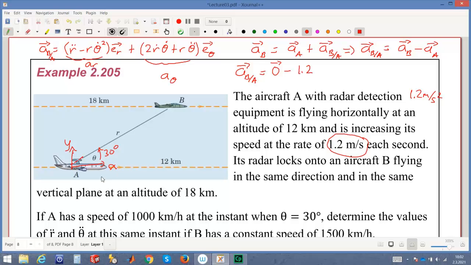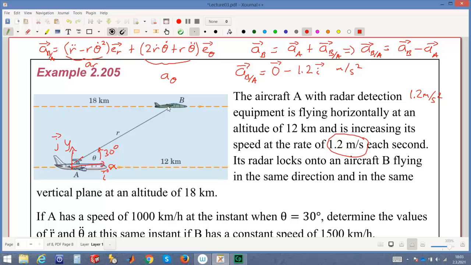Along which direction? If I call this the x-axis, then this will be i, this will be j vectors defining the direction of these axes. Therefore, this will be minus 1.2 i, meters per second squared. That is our relative acceleration of B with respect to A. Now, based on this information, I could get the information of a r and a theta. How do I do that?